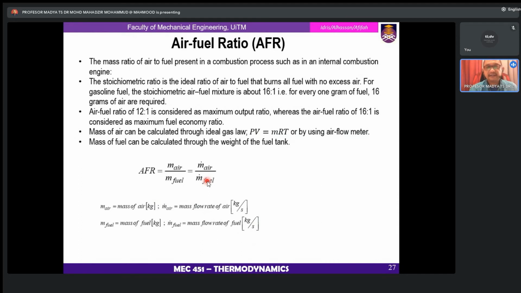Mass of air can be calculated using the ideal gas law, PV = mRT, or by using an air flow meter. Mass of fuel can be calculated from the weight of the fuel tank. So to get the air fuel ratio, you must have the mass of air and mass of fuel, or the rate of mass of air and the rate of mass of fuel. From here you will know the air fuel ratio.